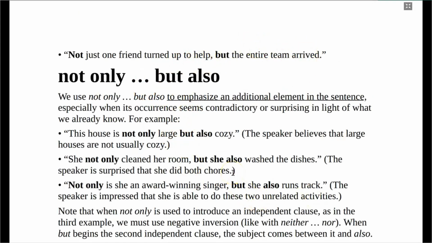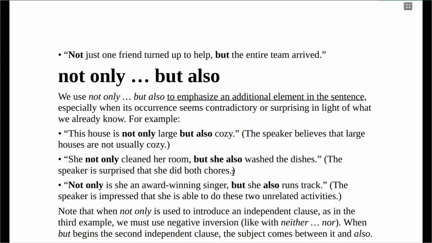Not only goes with but also. Please take note. These things are like collocations. They go together. You don't separate one. We use not only but also to emphasize an additional element in the sentence, especially when its occurrence seems contradictory or surprising in light of what we already know.